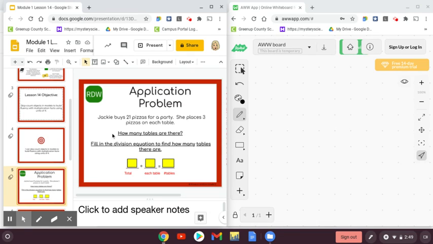So our application problem says Jackie buys 21 pizzas for a party. She places 3 pizzas on each table. How many tables are there? Fill in the division equation to find how many tables there are. So the first thing that I need to do is draw a table. I'm going to draw a table, and that table has 3 pizzas. All right, so I know that's how to set up my problem because that's the information that they gave me. She places 3 pizzas on each table right there. So there's one table, and it has 3 pizzas on it. I have to keep drawing tables with 3 pizzas on it until I have 21 pizzas total.